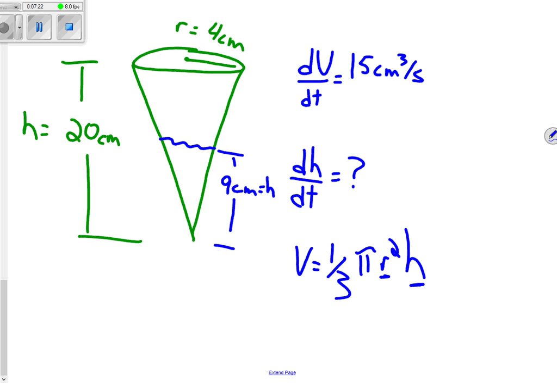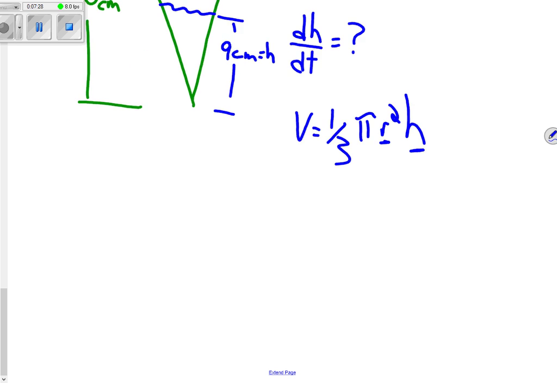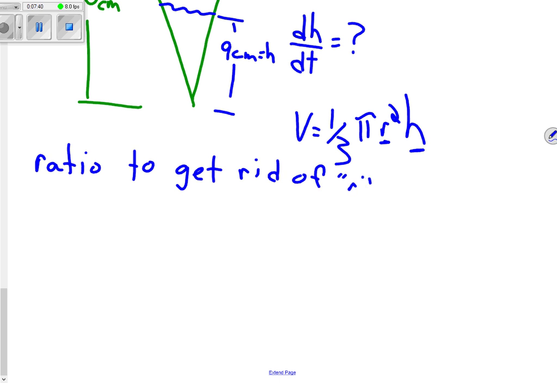So what we do is we set up a little ratio to do that. All right? And it's our height. So, get rid of r.